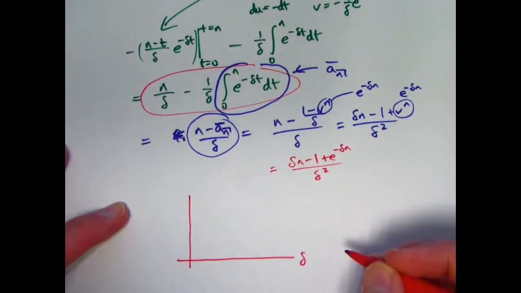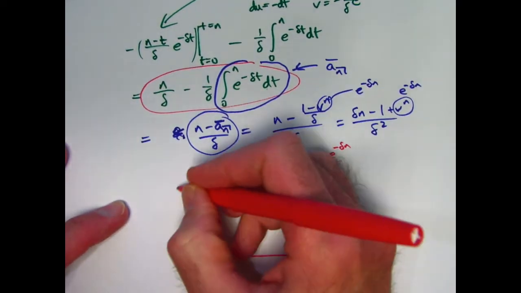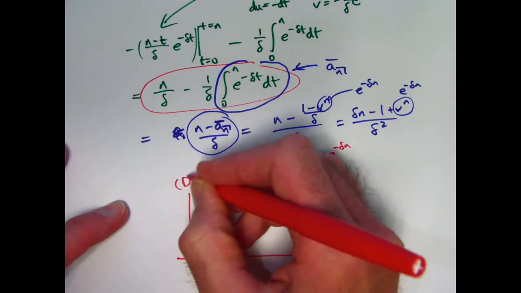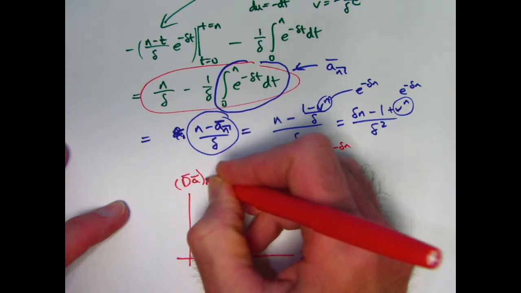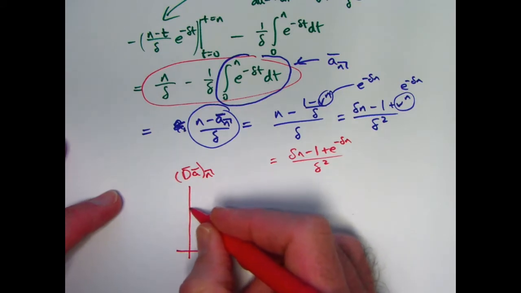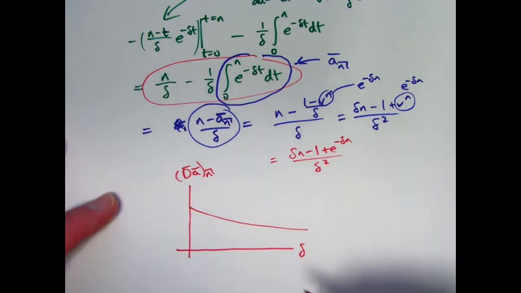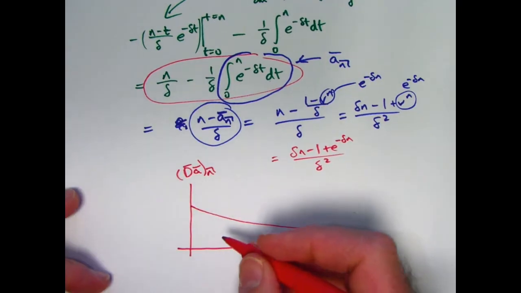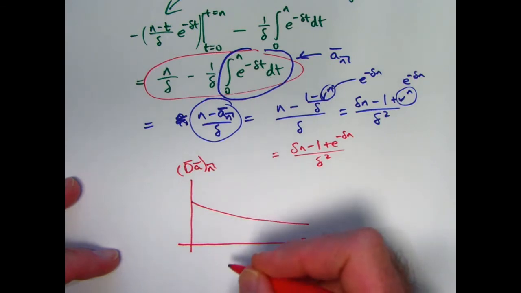So delta is going to be the horizontal axis here, and the vertical axis is going to be this present value, d bar a bar sub n. And what I found was, when I graphed it with my technology, that the graph looked like this. It was a decreasing and concave up function of delta. And, well, it's not defined at delta equals 0, but it does have a limiting value as delta approaches 0.